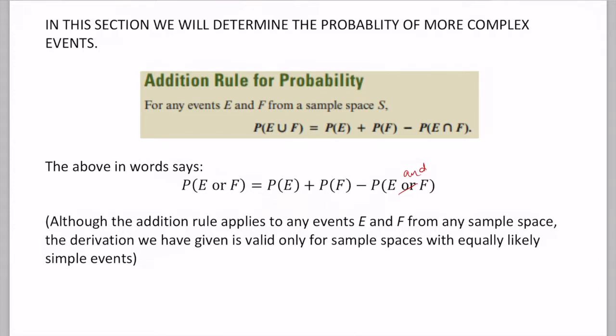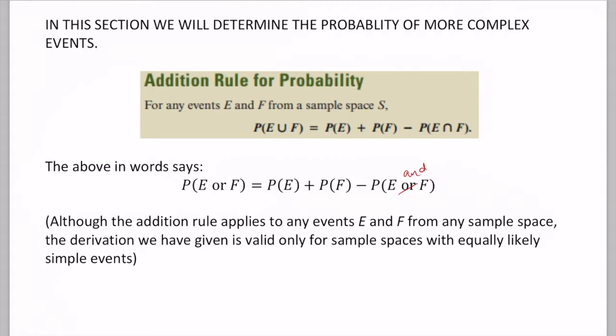For any events E and F from sample space S, the probability of E union F is equal to the probability of E plus the probability of F minus the probability of the intersection of E and F. The above in words says the probability of E or F is equal to the probability of E plus the probability of F minus the probability of E and F.